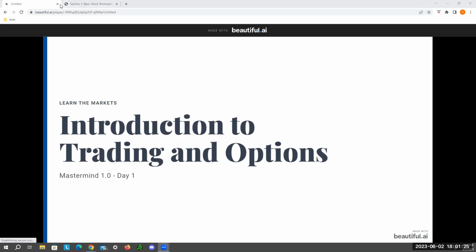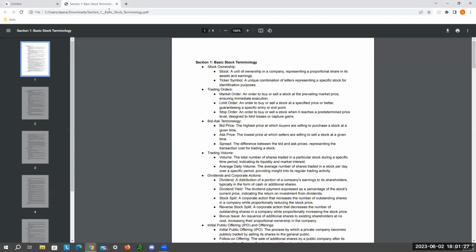All right. So first, let's go over some basic stock terminology. You guys can get this in the Discord under the vocabulary section. We'll go over the basic stuff very quickly, just so you understand some of the words I'm saying if you know none of them at all.